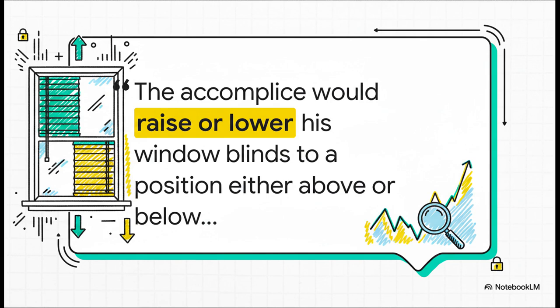A federal employee was tipping off an investment firm. Instead of risky phone calls, he just adjusted his office window blinds. If the blinds were high, it meant a positive forecast. If they were low, it meant negative. It was a secret message hidden in the most boring, everyday action imaginable. That is the soul of steganography.